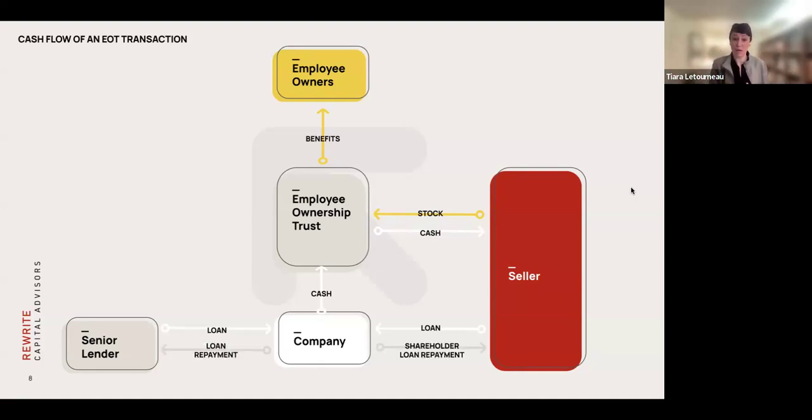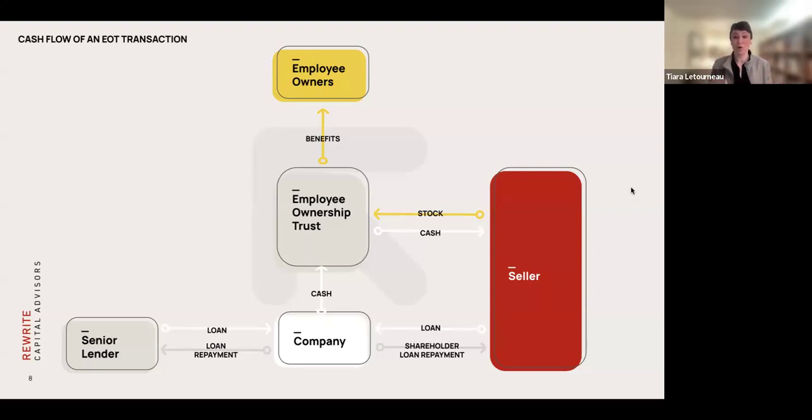First, the company will repay the bank, and then the company will repay the seller. And in that way, the seller comes away with the full value, and the company can be completely owned by the employee ownership trust, so by the employees. But you've used the economic engine and power of the company itself in order to make the transition happen. So that's the basic bare bones.